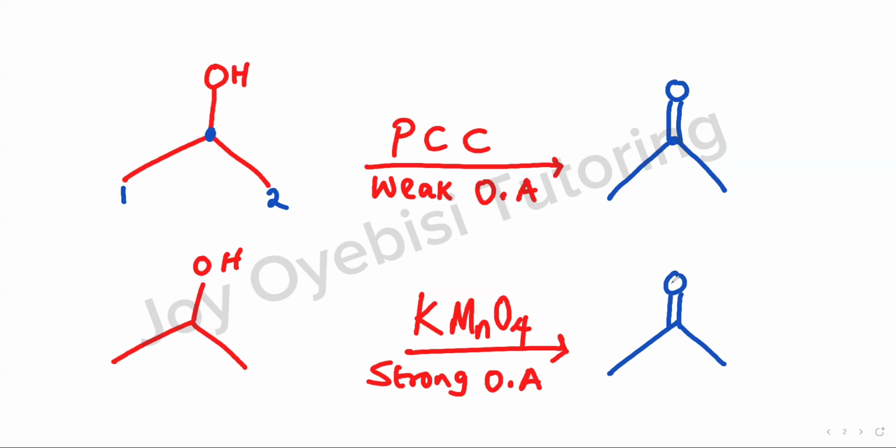But in the case of secondary alcohol, it's not going to happen because once the first oxidation is done, there is no hydrogen on that carbon to be oxidized. Of course, there are hydrogens in other areas, but we are talking about the carbon with the OH. Original carbon with the OH. So there's no more hydrogen to oxidize.